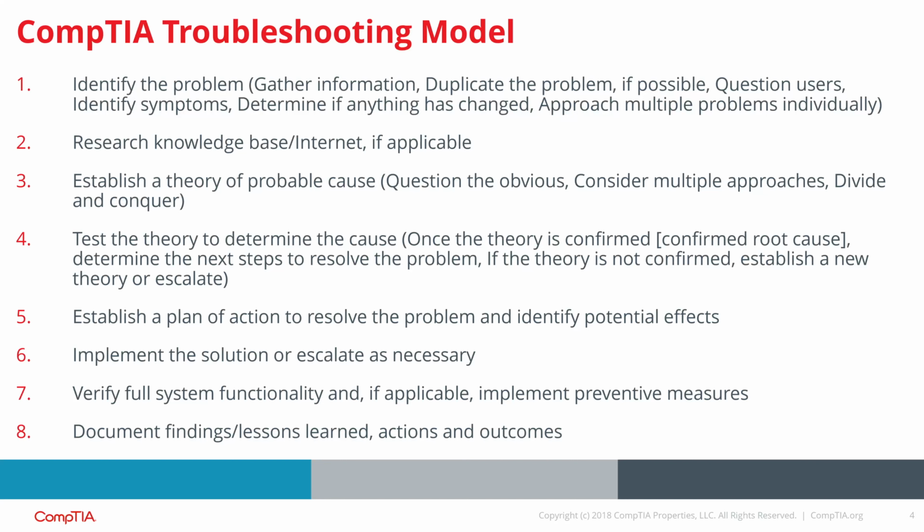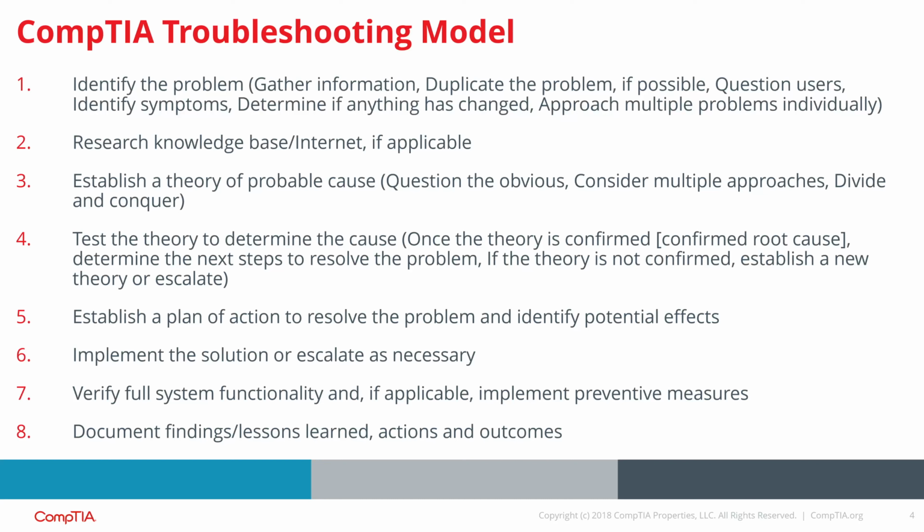I probably would suggest you create the 8 steps on index cards. Maybe on one side of the index card you can put the step number, and on the other side you can write out the actual step for the troubleshooting model, and then just shuffle them or put them in order and learn them forwards and backwards. Okay, so this is actually pretty important.